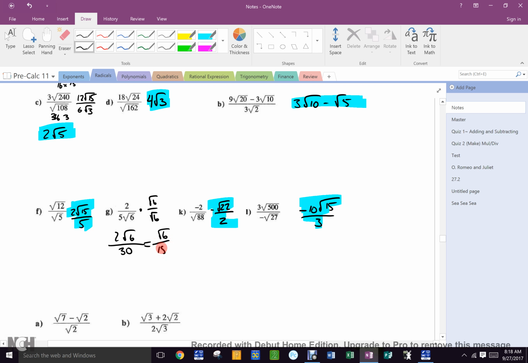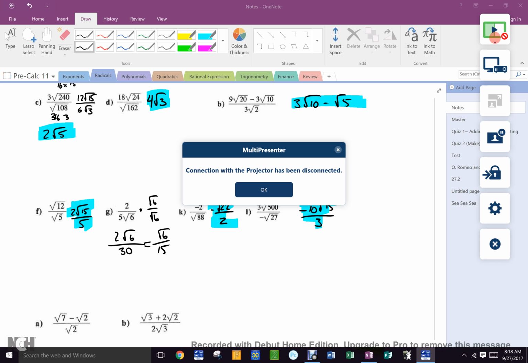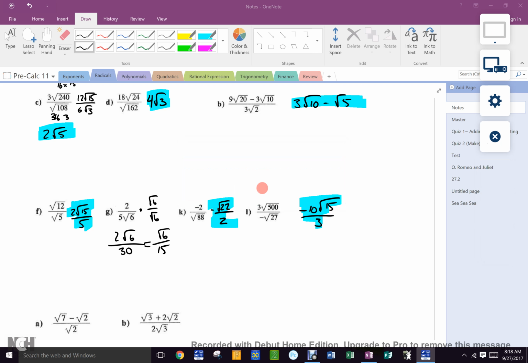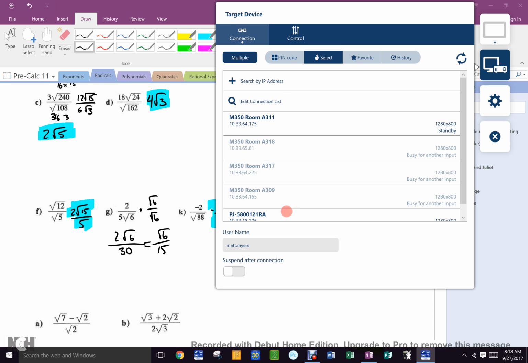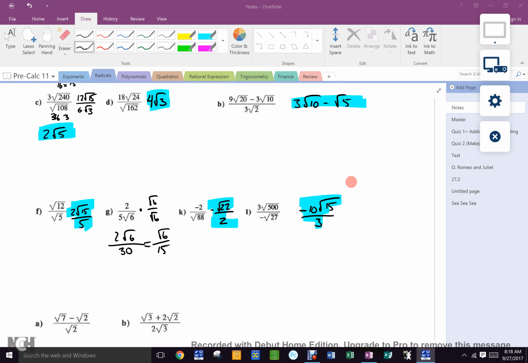Did it just disappear? Of course it did. I'm trying to go wireless today. Connection with the projector has been disconnected. So there you go.